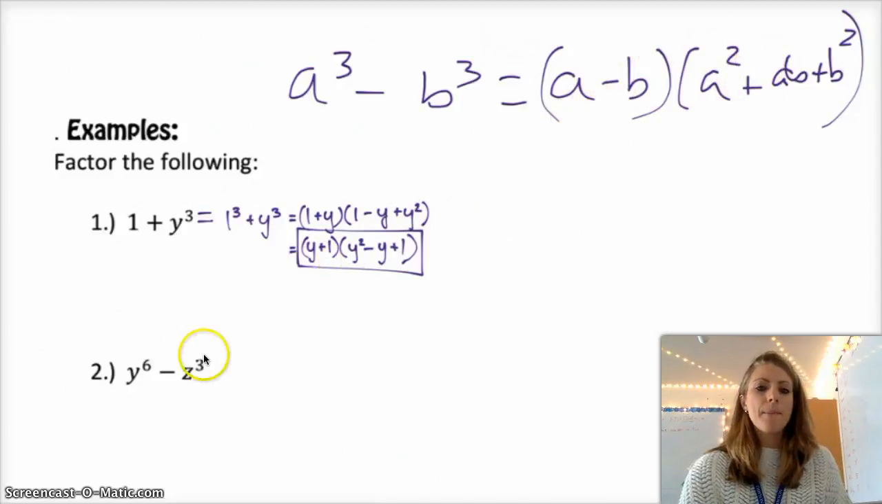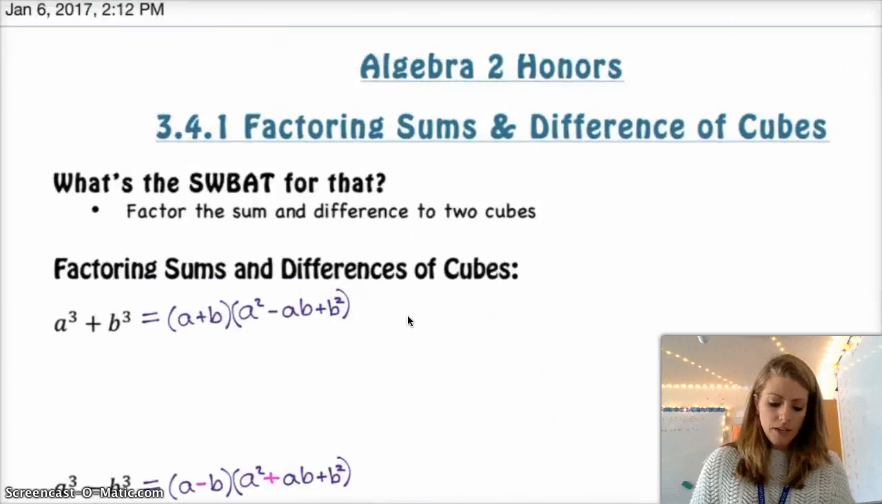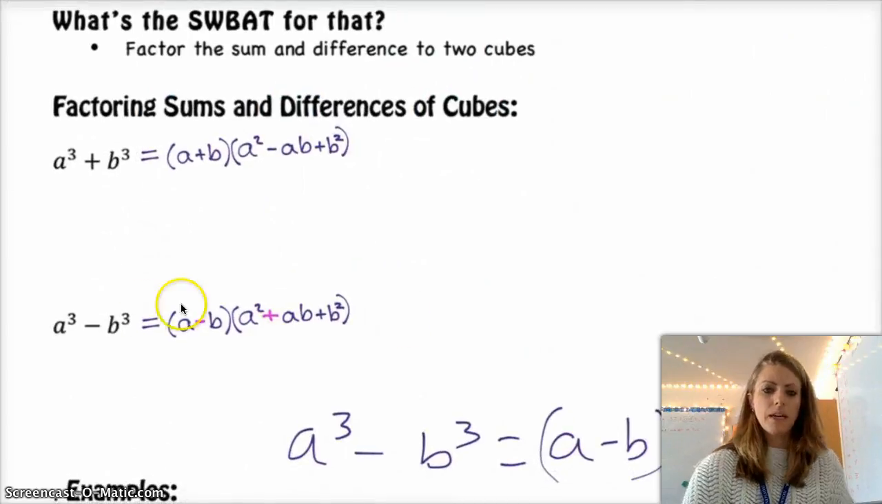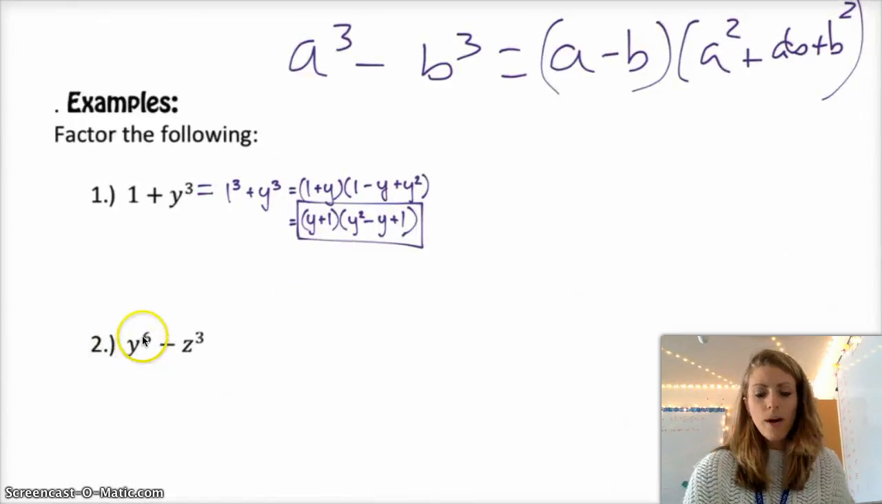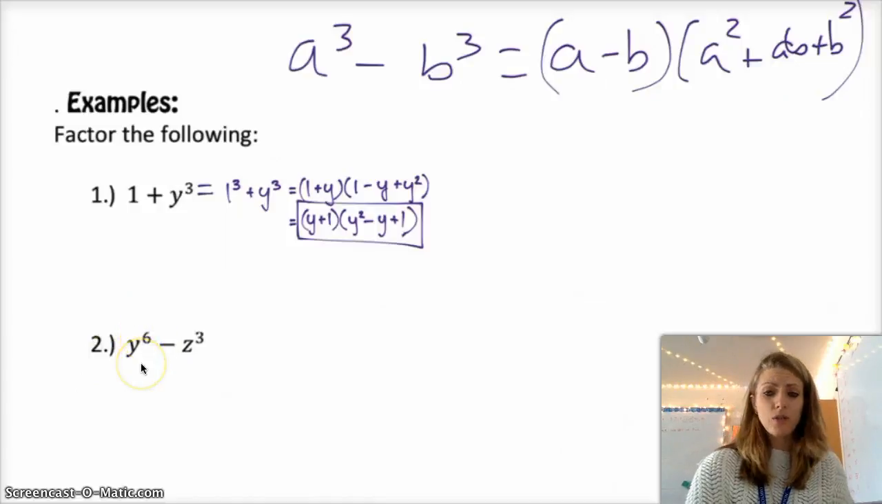Which is the same thing as that formula that I gave you in the beginning right here. Because that's a difference of two perfect cubes, not the sum. We're subtracting now. So y to the 6th. How do we write that as something to the 3rd power?